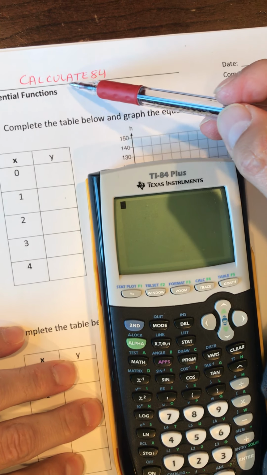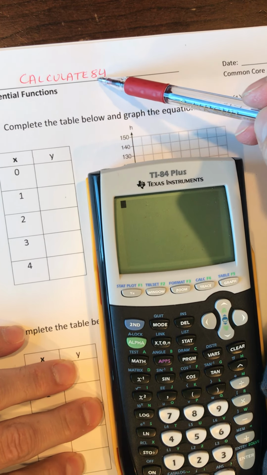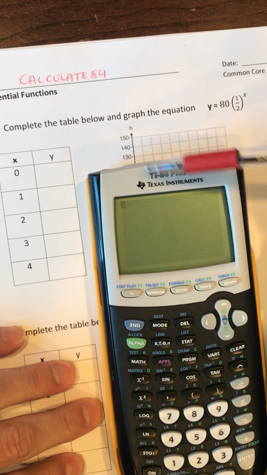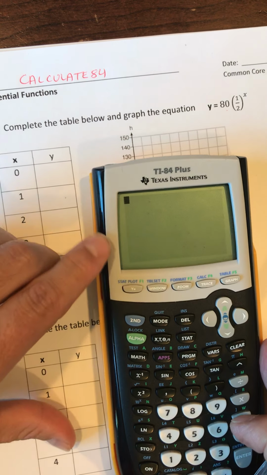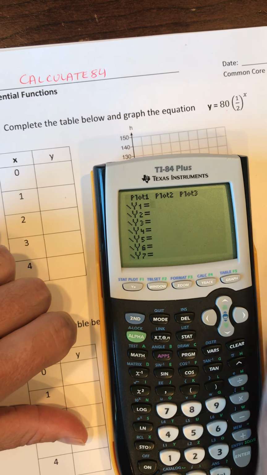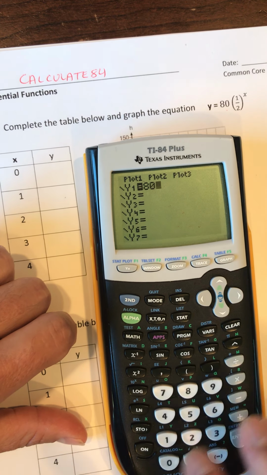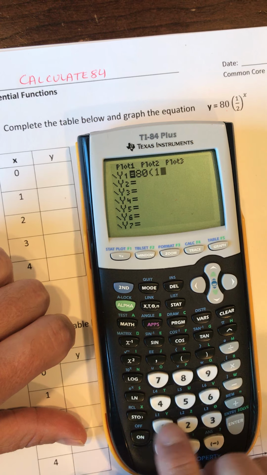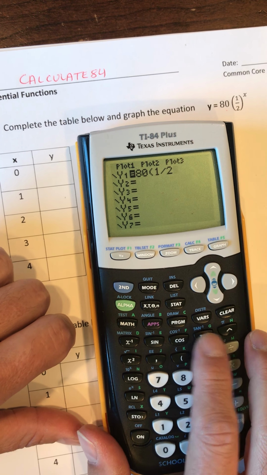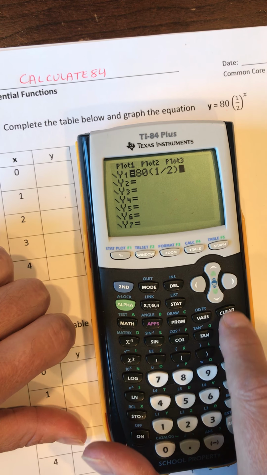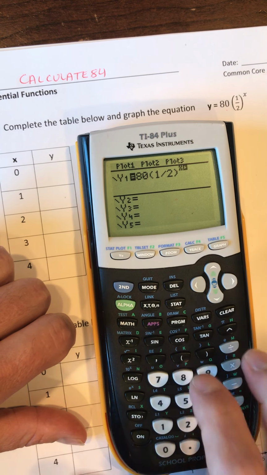Now, if you don't have a calculator, you want to make sure you have the Calculate 84 app downloaded. It works just like the graphing calculator. So we're going to go to y equals, 80 parentheses 1/2. Remember, 1/2 is just 1 divided by 2. Make sure you close the parentheses, exponent, which remember is below the clear button, x.